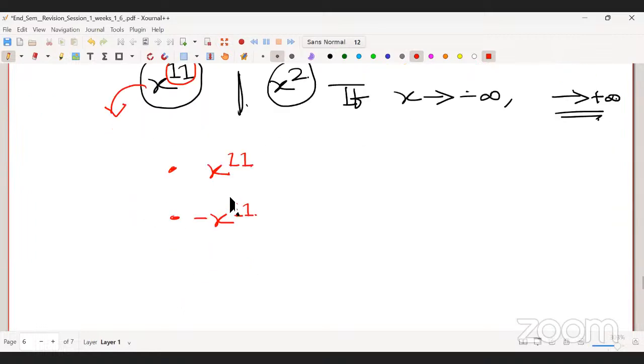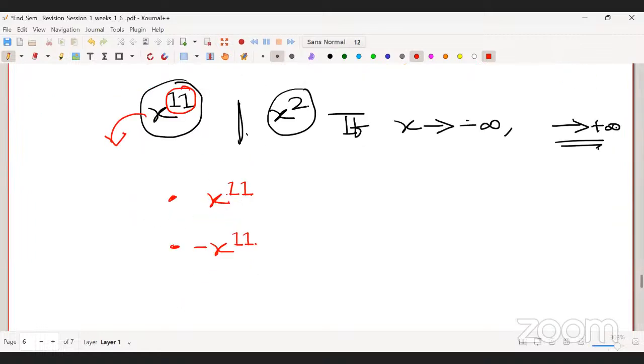Yes, sir. So in both the cases, if x tends to plus infinity, what will happen to this x power 11? It will go to plus infinity, right?